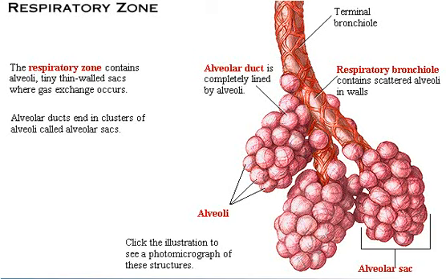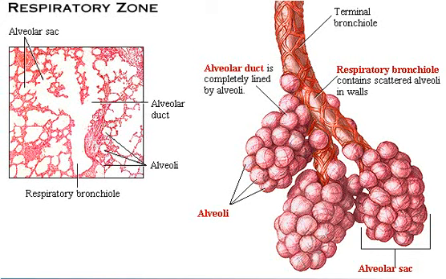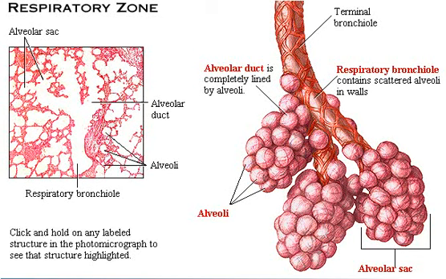Click the illustration to see a photomicrograph of these structures. Compare the structures in the lung section shown in the photomicrograph to the surface view of the same structures in the illustration. Click any labeled structure on the photomicrograph to see that structure highlighted.